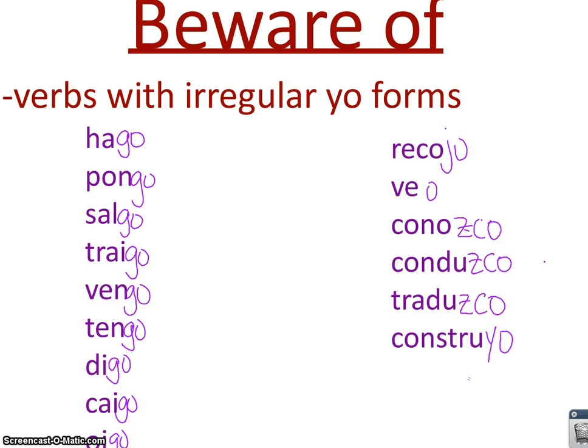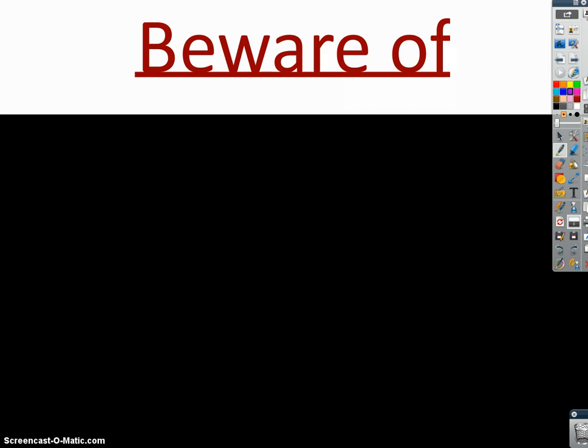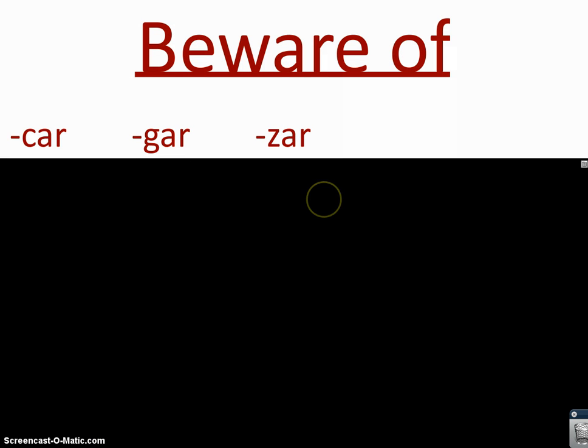I'm moving on to car, gar, and zar verbs, which you should already know what happens to those. Also beware of car, gar, and zar verbs. Why? Because you're about to take an AR verb and add the letter E. And if you have CE, that's pronounced "say," not K. And if you have GE, that's pronounced "hey," not "gay." And what can't you do in Spanish? Well, you can't ZE, so we CE.